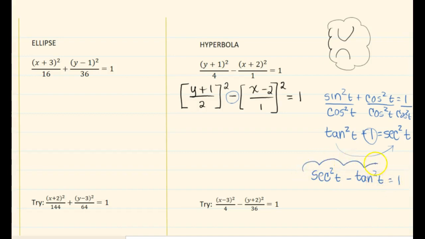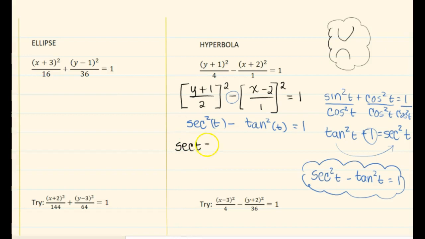So we're going to use this trig identity over here, meaning that I'm going to rewrite this as secant squared of t minus tangent squared of t is equal to 1. So by substitution, we're going to see that secant of t is equal to y plus 1 over 2, and then we're going to solve for y. So I'm going to get 2 secant of t is equal to y plus 1, subtract 1 from both sides, y is equal to negative 1 plus 2 secant of t.